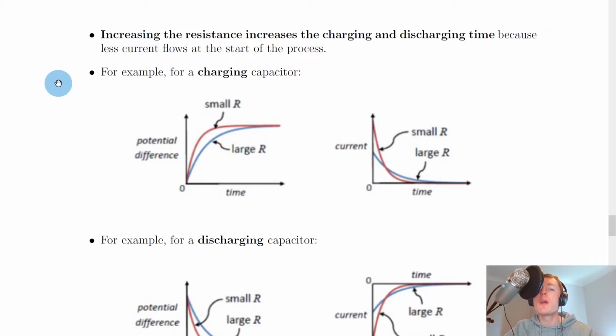So we've just seen how increasing the capacitance of a capacitor will increase the time for charging and discharging, but we also have the same happening for resistance. Increasing the resistance of our resistor in our circuit increases the charging and discharging time because less current flows at the start of the process.